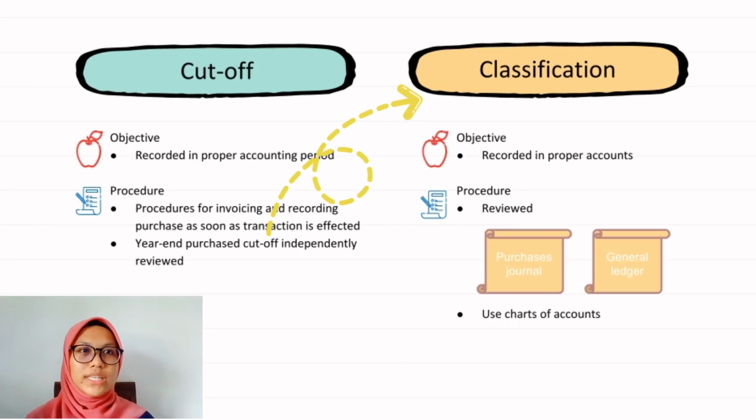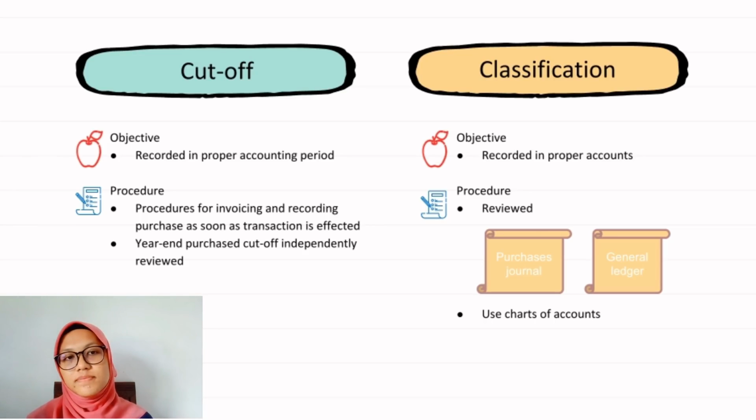Okay, last but not least, classification is where purchases are recorded in the proper accounts. We should review the purchase journal and general ledger. By doing that, we must use the chart of accounts to ensure proper classification.